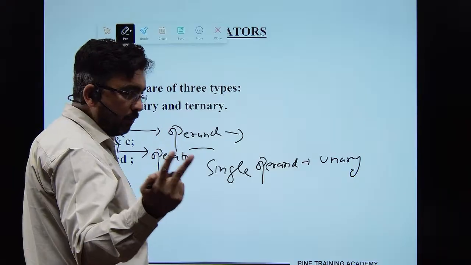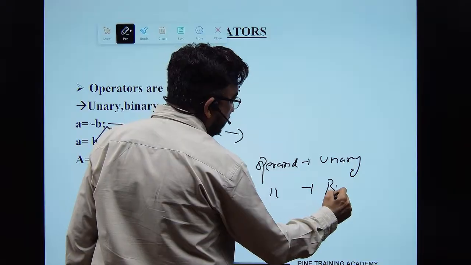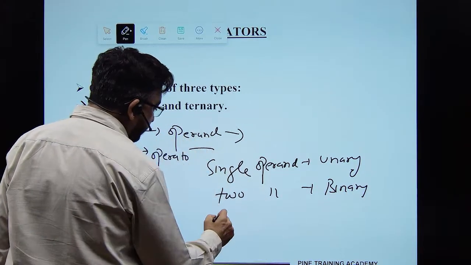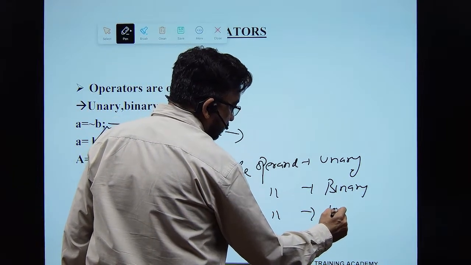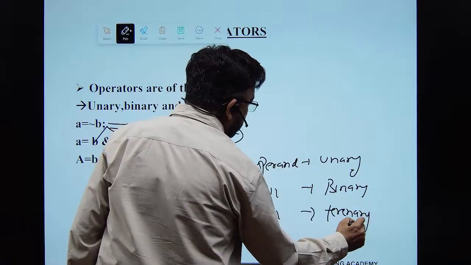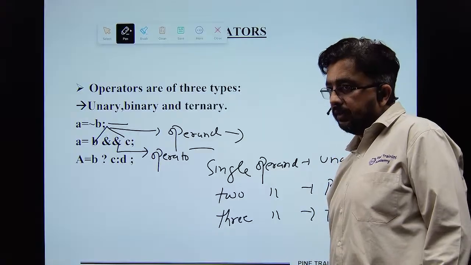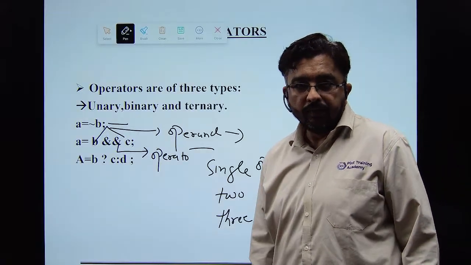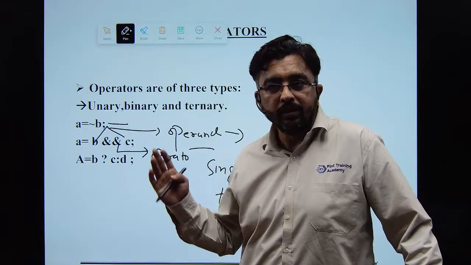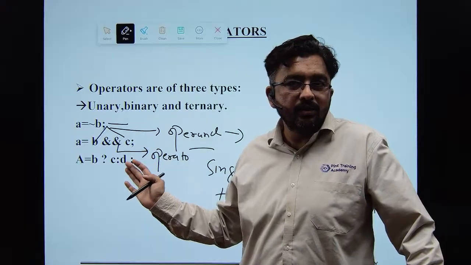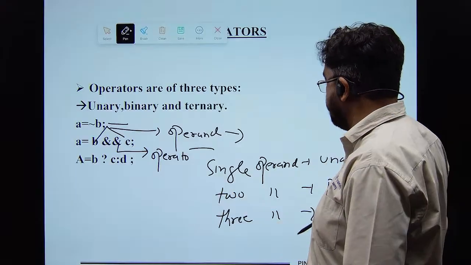And if you have two operands, then it is called binary. And if you have three operands, it is called ternary. We will definitely take care of every operator in detail, with respect to programming, not theoretical. Today's session is theoretical because we need to understand some logic elements, some language elements.